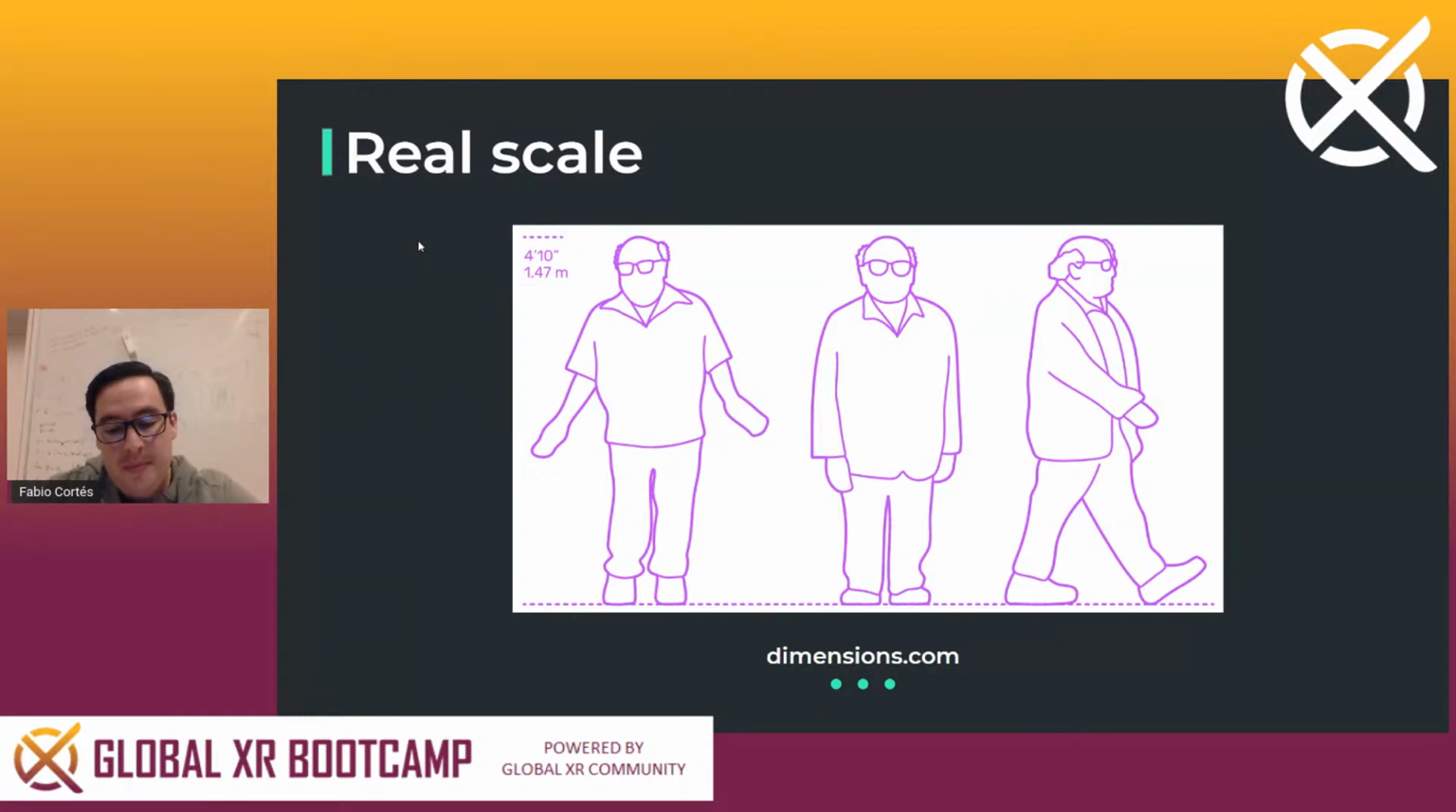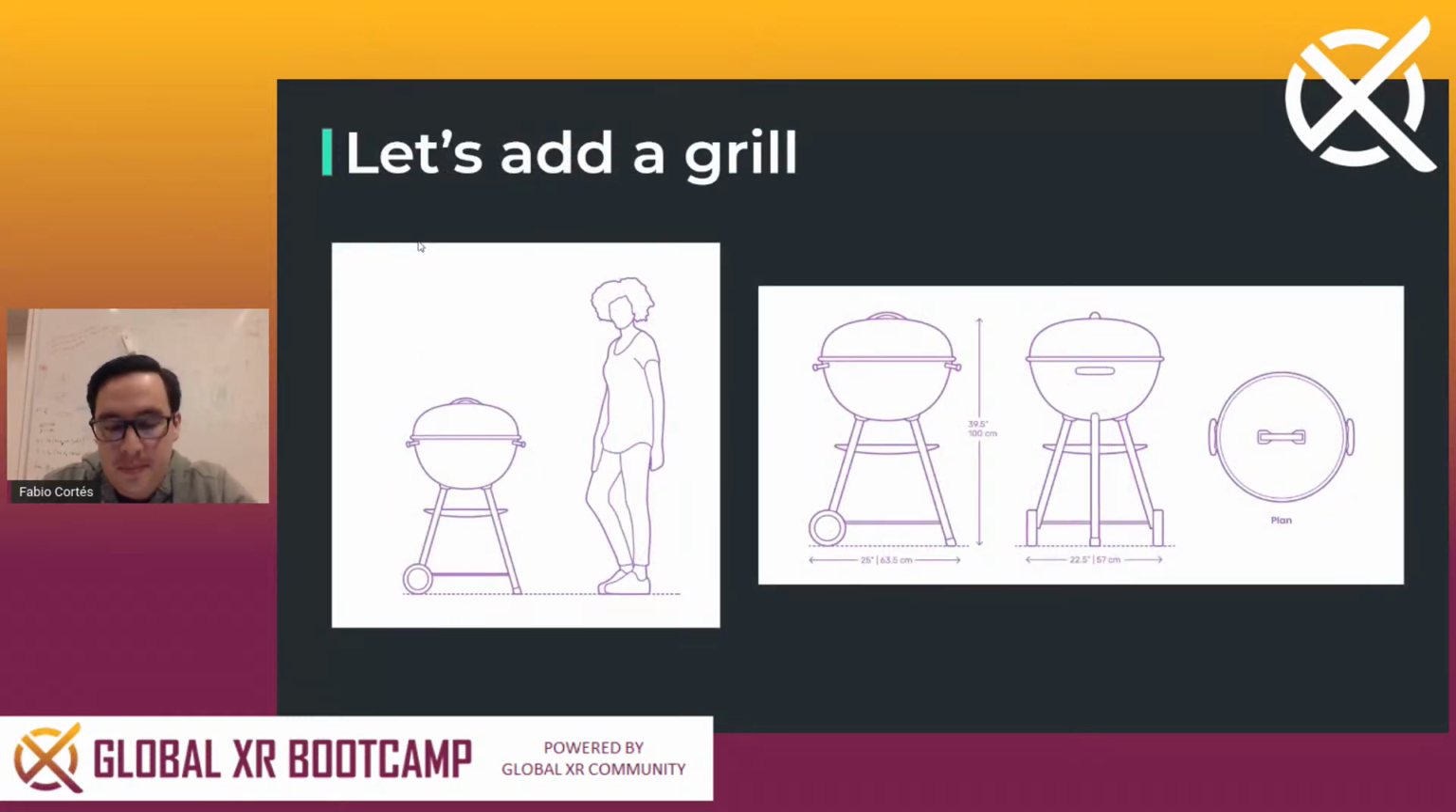We're going to start the picnic by adding a grill. And here you can see that this grill found in dimensions.com comes in different views. One is this view that compares the size of the element that we want to place in virtual reality or in 3D in general with a real person. So you can make a mental model of how big this grill should be when you translate that into an immersive experience. And also you will have the exact measurements of that grill itself.